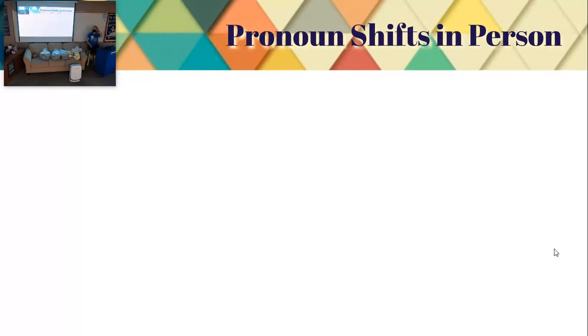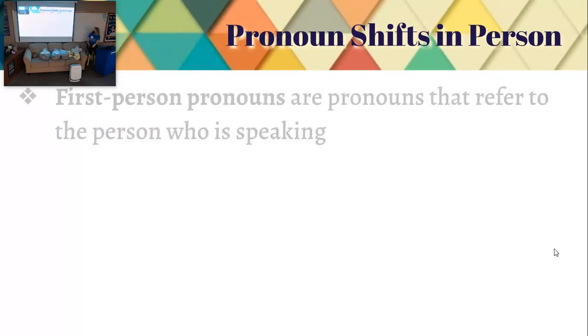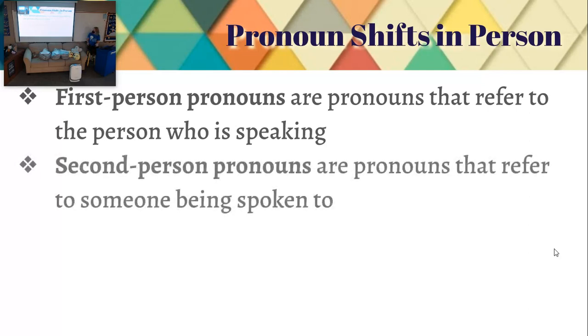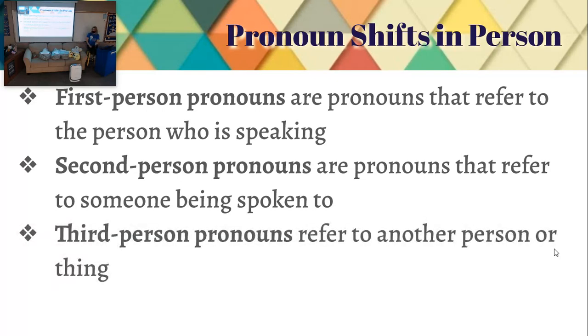So we're going to talk about some other errors that occur when we use pronouns. The first one is pronoun shifts in person. What this refers to is first person, second person, third person. Remember, first person pronouns refer to the person who is speaking: I, me, we, us, our. Second person pronouns refer to someone being spoken to: you, your. Third person pronouns refer to another person or thing: he, she, it, they, them, etc.